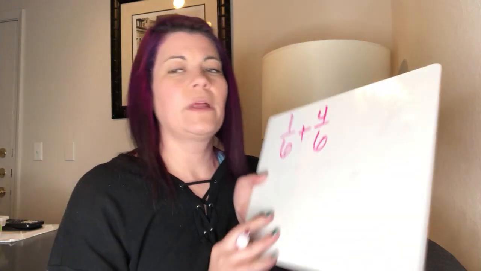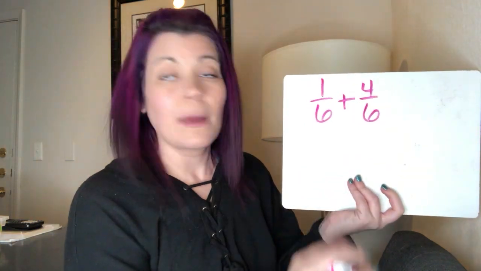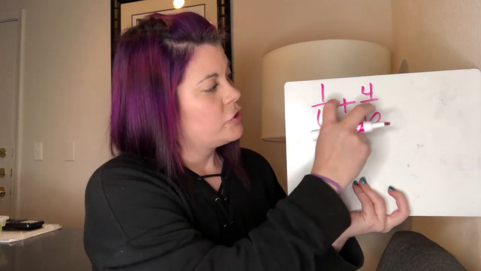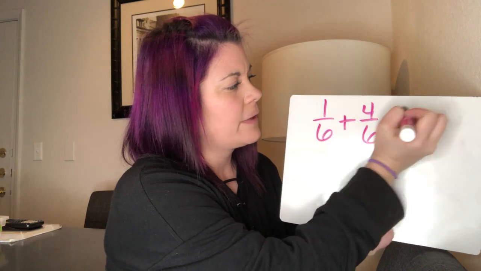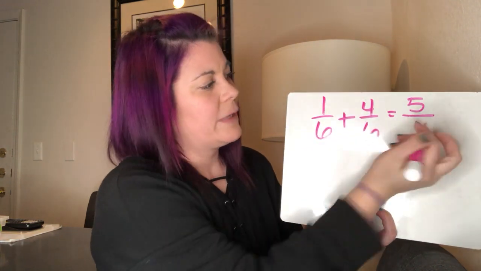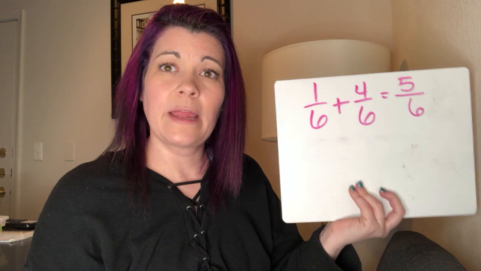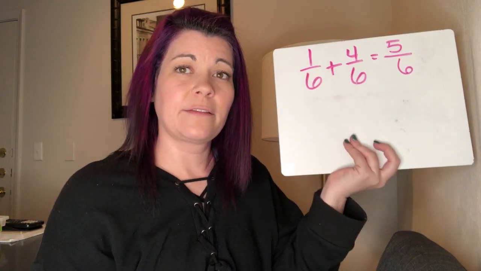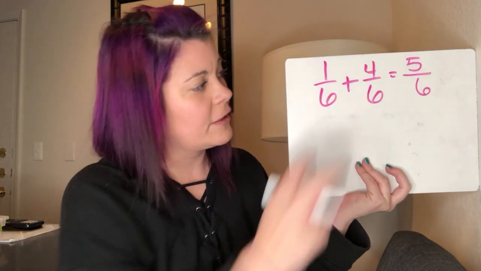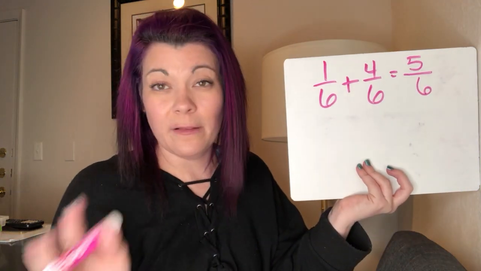So now that you know a little bit of vocabulary, let's do addition of fractions. We're going to start with like fractions. Like fractions means that the denominators are the same. So when your denominators are the same, all you have to do is add the numerators. So you would say 1 + 4, and you would get 5. And then you would keep the denominator. So our answer here is 5/6, because you would just add the numerators when they are like fractions.